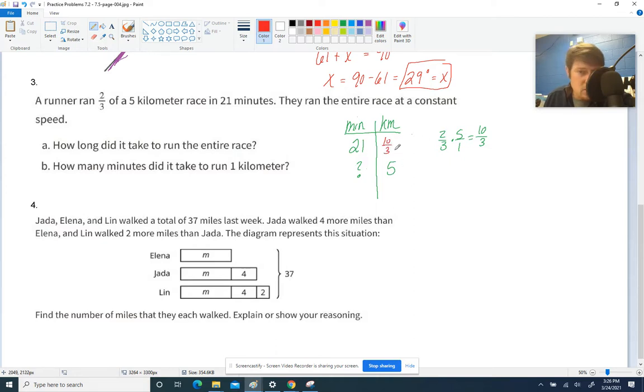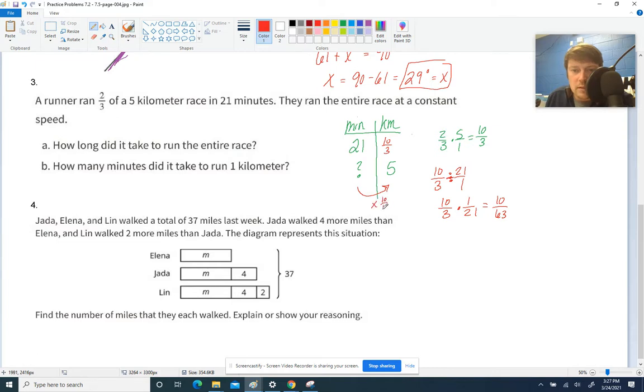I want to know what this is going to be when I run the full 5 kilometers, not 10/3 of it. So I need my constant of proportionality. I got to do 10/3 divided by 21 to be able to find that. Divided by, so I'm going to do a little keep, change, flip action. Keep, change, flip. All right. And I'm going to get 10 over 3 times 21, which is 63. All right, so there's my constant of proportionality.